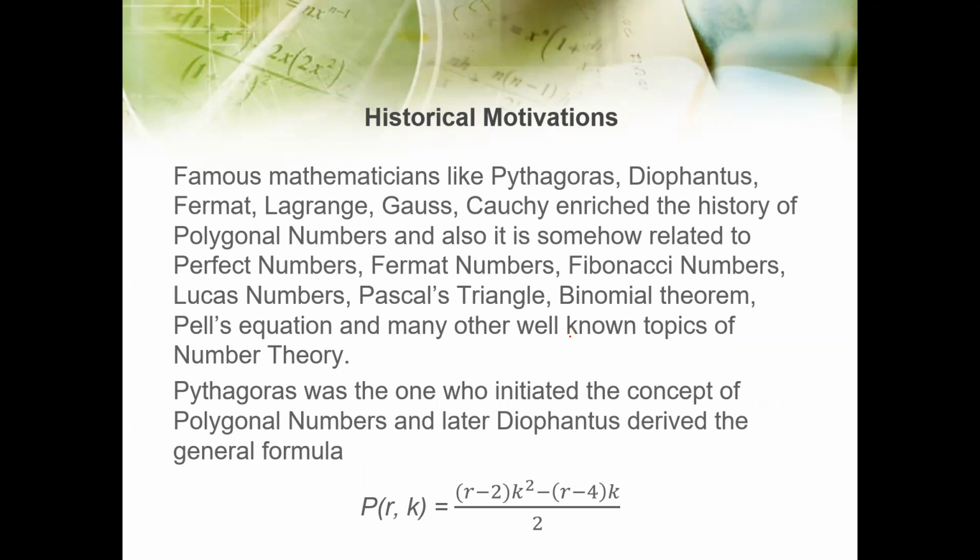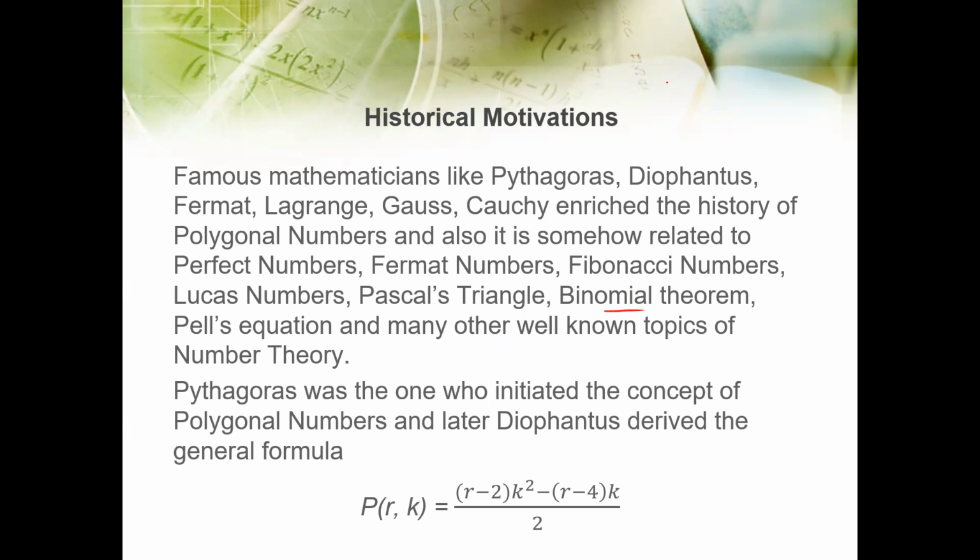So now let's see some history. Famous mathematicians like Pythagoras, Diophantus, Fermat, Lagrange, Gauss, Cauchy, many of their works are somehow related to these polygonal numbers. And also some of the interesting topics in number theory, that are perfect numbers, Fermat numbers, Fibonacci numbers, Lucas numbers, Pascal's triangle, binomial theorem, Pell's equations, are also somehow related to these polygonal numbers.